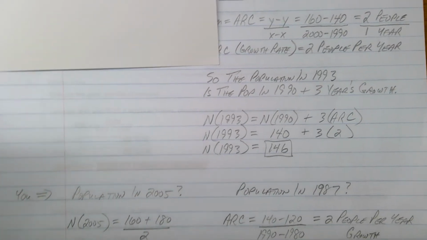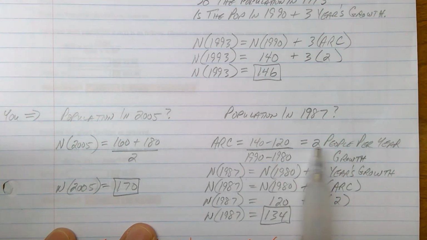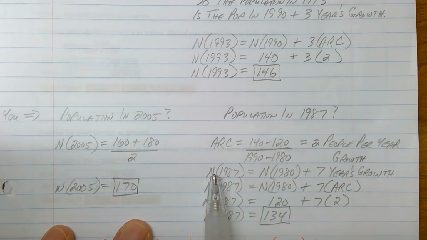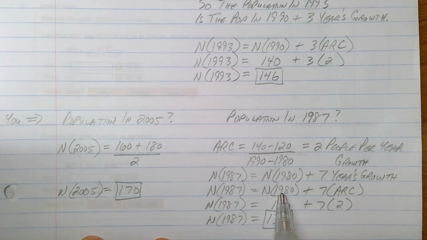7 years of growth. All right, so the population in 1987 is, now we already did the slope, the growth rate. The growth rate is 2 people per year. So the population in 1987, or the number of people with respect to 1987, is how many we had in 1980 plus 7 years growth. So writing it a little bit fancier, the number of people we had in 1987 is the number of people with respect to 1980 plus 7 years of growth rate. Remember, that's average rate of change. Just think of it as rate. Just think of it as growth rate, because this thing is growing.